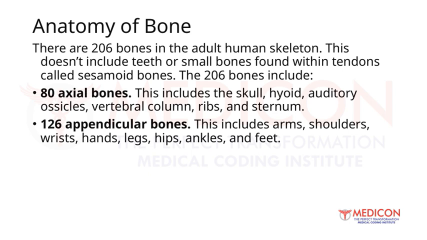These are the bones of the arms, shoulders, wrists, hands, legs, hips, ankles, and feet. Essentially, these bones are responsible for movement and support the limbs, allowing us to perform a wide range of activities. Understanding this division helps us appreciate how the skeleton is organized to both protect vital organs and enable mobility. It's a perfect example of how structure and function work hand in hand in our bodies, which ties back to our overall focus on human anatomy and health.